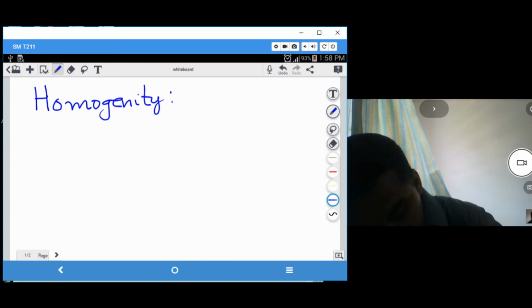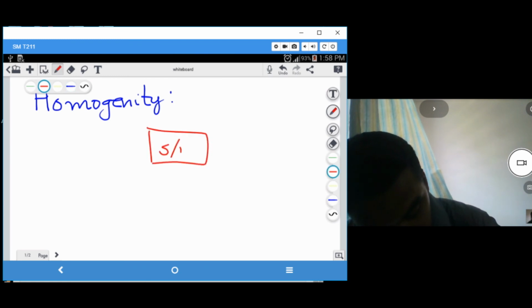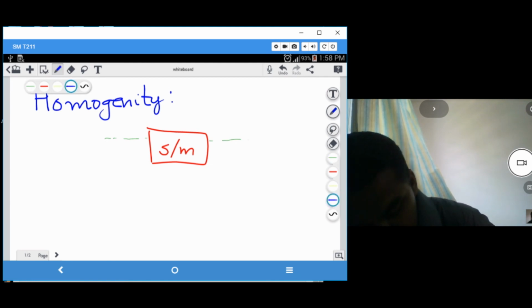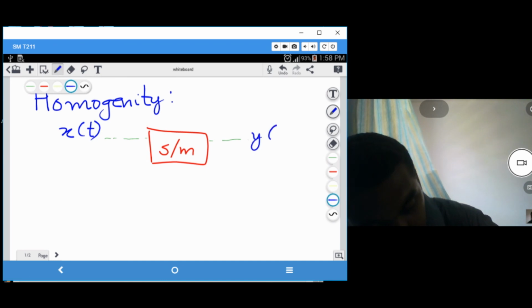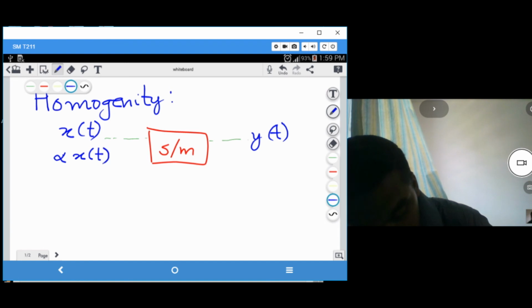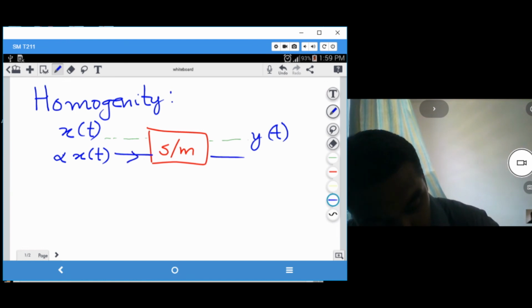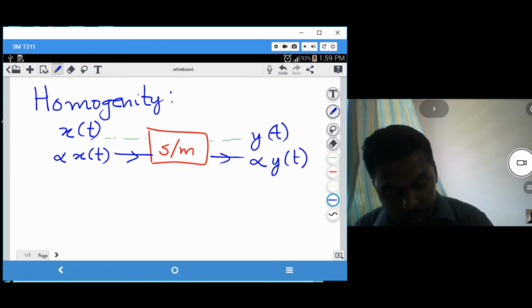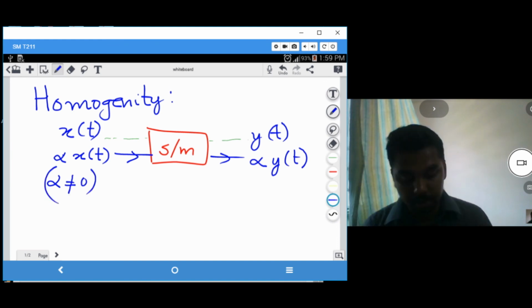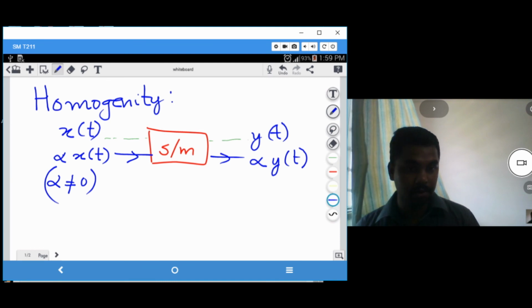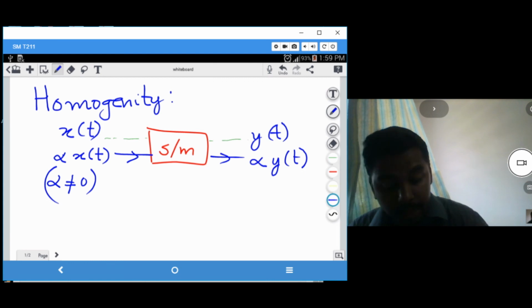In the system block diagram, we have an input. This time we call it just x of t, and the corresponding output is y of t. Now, on feeding some alpha scaling factor of the previous input x of t, that means I am going to feed alpha times x of t into the system, then the system would output alpha times y of t, the same alpha, which is non-zero. For the time being, let us define alpha to be non-zero. It outputs the same alpha times the output. Now one can also verify this for the amplifier system. So the amplifier system is linear.